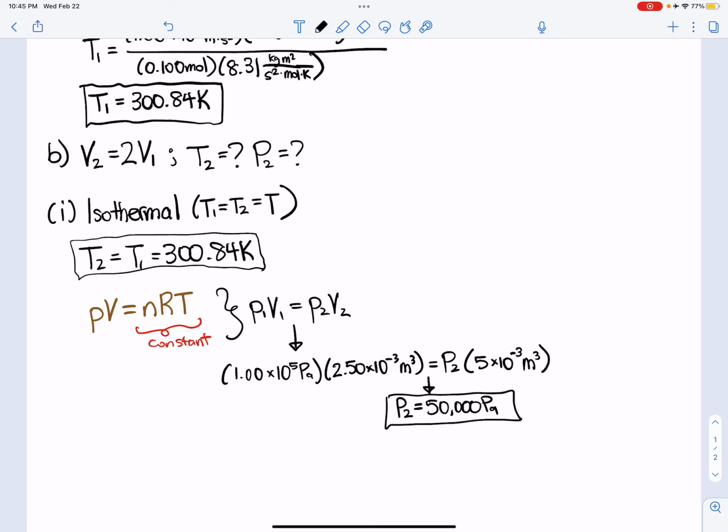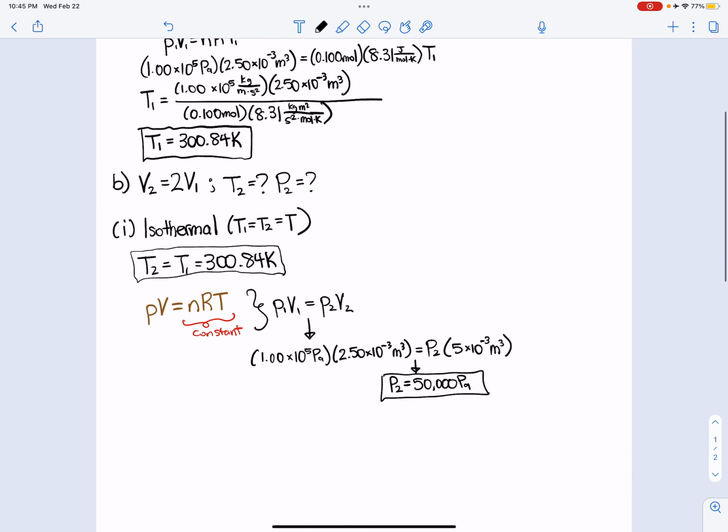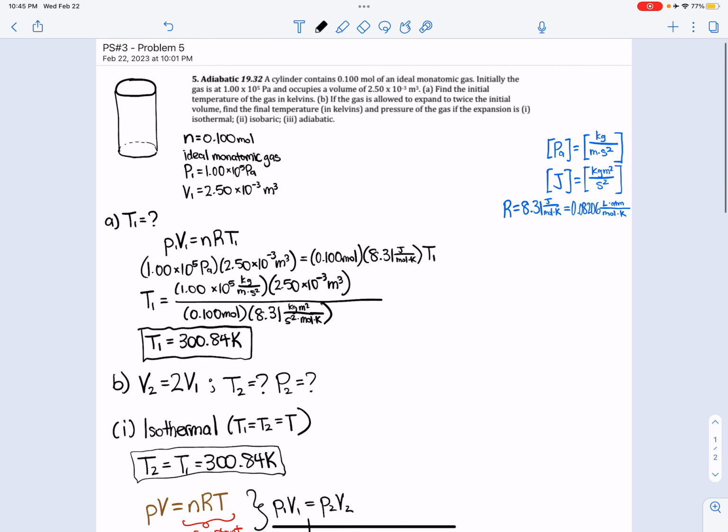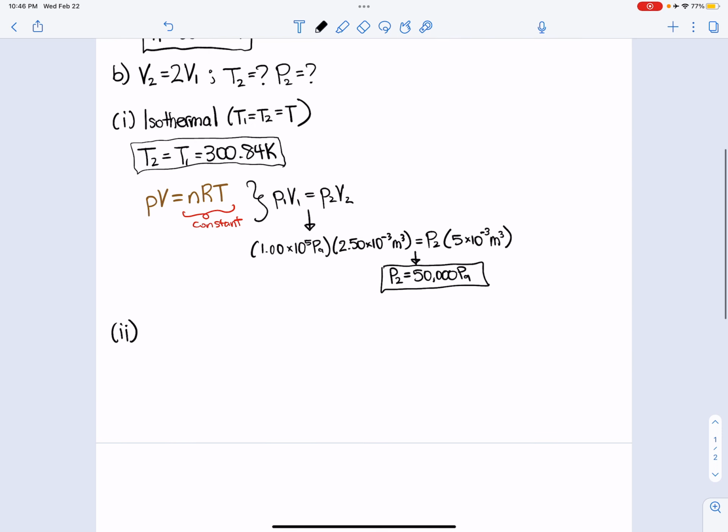Okay. So I was able to solve for my final temperature and final pressure for an isothermal process. Moving on to the second scenario, that was isobaric right here. So isobaric process. And we know that for an isobaric process, that means we have constant pressure. So P1 would equal P2, right? And so again, we're solving for T2 and P2, the final temperature and final pressure.